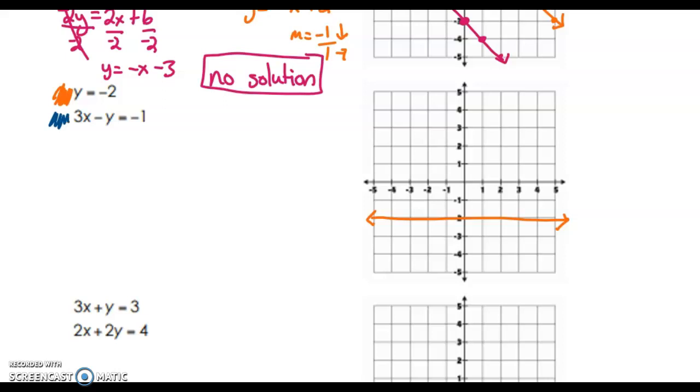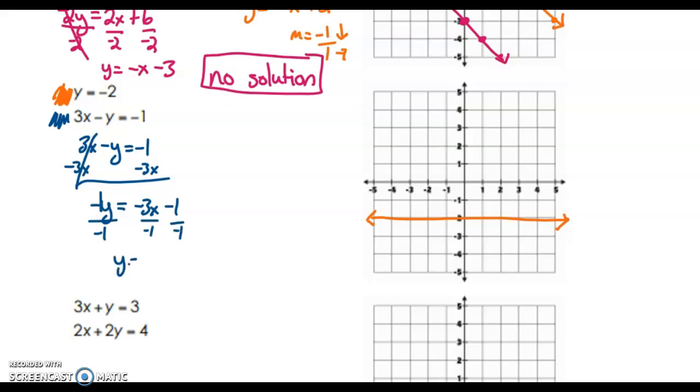Okay, so now let's go ahead and do this one. So the first thing I'm going to do is try to get y by itself. So I'm going to subtract 3x. So I have negative y equals, write the x first, so minus 3x and then minus 1. Now, in front of y is a negative. That's not just a negative, it's a negative 1y. So divide everything by negative 1. So we get y equals 3x, and negative 1 divided by negative 1 is positive 1. Okay, so 1 is your y-intercept, start there.